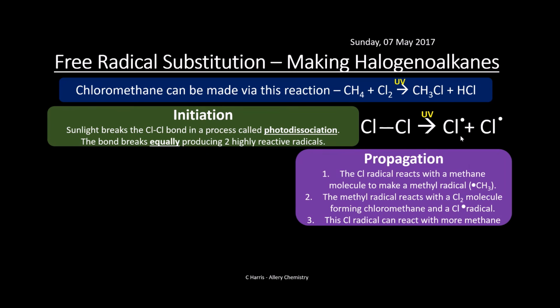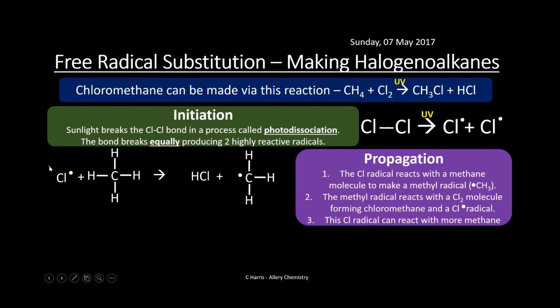Okay, propagation. Okay, so this is the next stage. So basically the Cl radical reacts with a methane molecule to make a methyl radical, which is CH3 dot. Then the methyl radical reacts with the Cl2 molecule, and that forms chloromethane and a Cl dot radical. And then the Cl radical can then react with more methane. So let's look at them step by step.